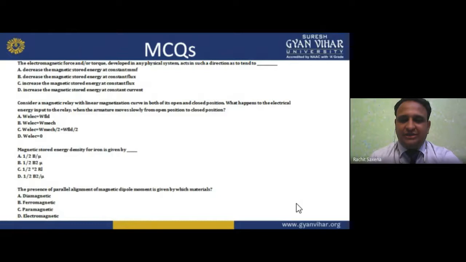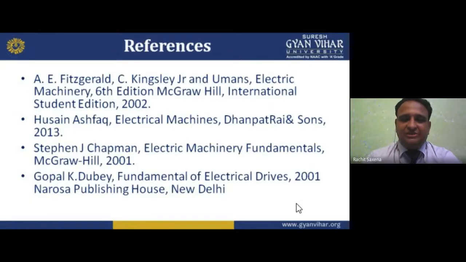I hope you understand. Now these are some references which you can also read, and I took some material from them. These are by Fitzgerald, Ashfaq Hussain, Stephen J. Chapman, and Gopal K. Dubey. These are very good books, available in our library also, and you can go through them. They have good content.